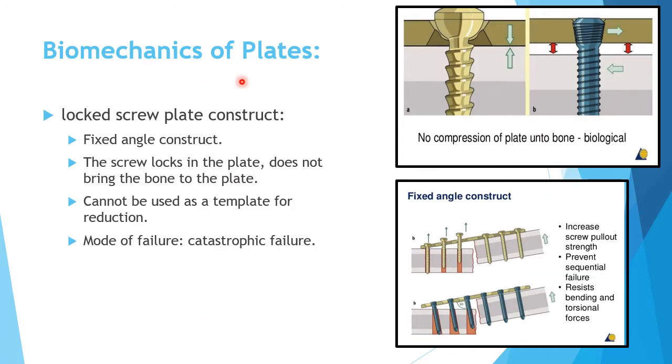So this speaks about biomechanics of the plate. There are two types of plate construct that I'd like to discuss with you, the locked screw and the non-locked screw. Let's start with the locked screw. We have these two pictures here. They're from the AO website.